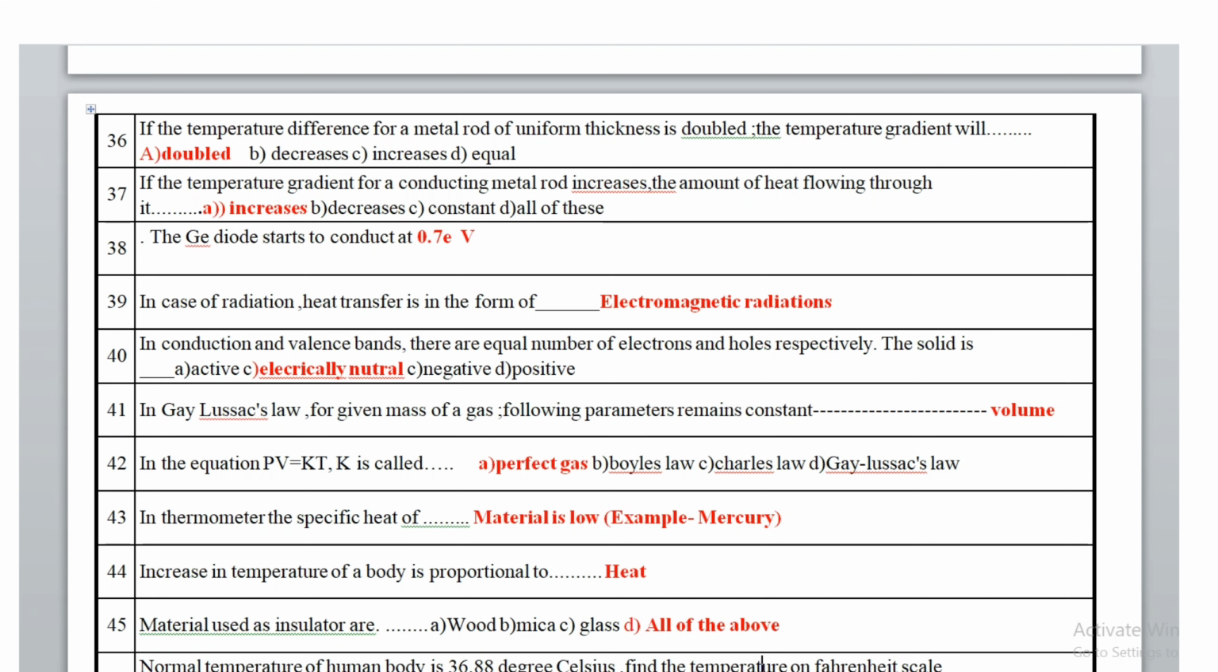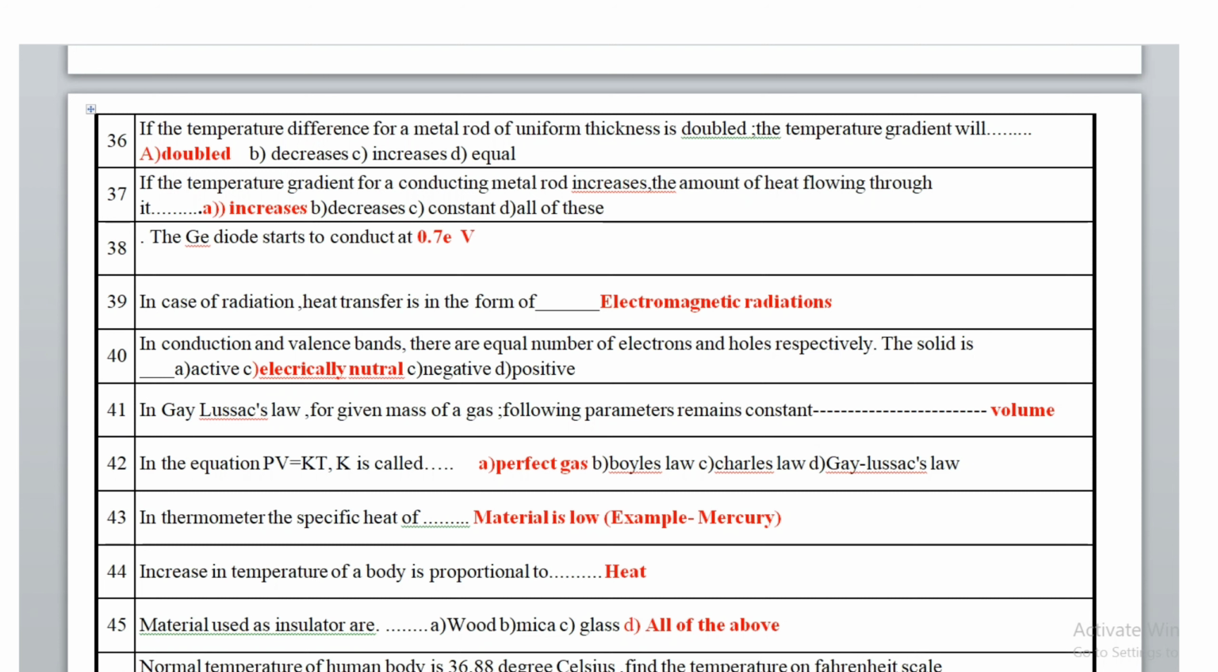In Gay-Lussac's law, for a given mass of a gas, the following parameter remains constant, that means volume remains constant. In the equation PV equal to KT, K is called the perfect gas constant. In a thermometer, the specific heat of the material is low, for example, mercury. Increase in temperature of a body is proportional to heat.